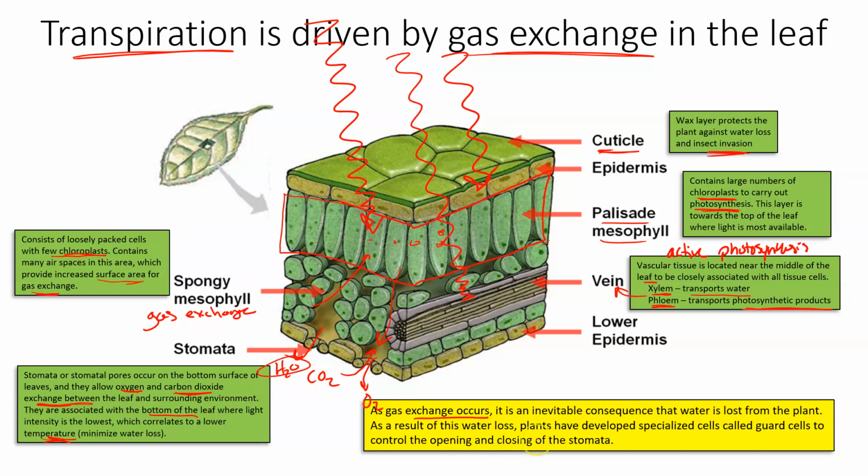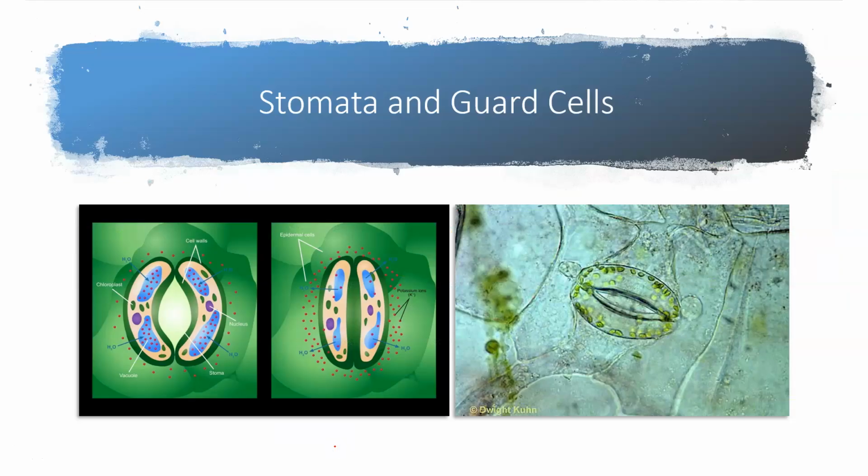As a result of this water loss, plants have developed specialized cells called guard cells, which we'll talk about next, to control the opening and closing of the stomata to ultimately control water loss. Okay, so what are guard cells? Guard cells are these actual physical cells that are guarding the opening of a plant.